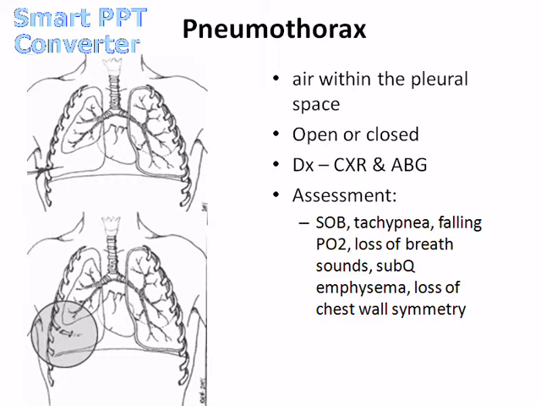A closed or spontaneous pneumothorax occurs when the outer wall or the parietal pleura remains intact, but the injured visceral pleura allows air to escape into that pleural space, that potential space.